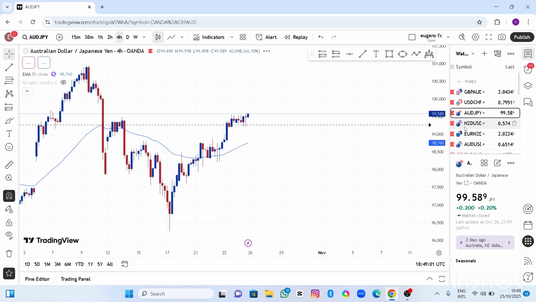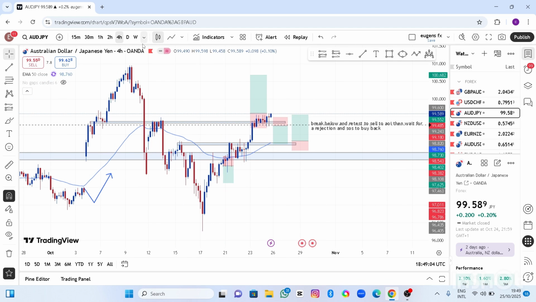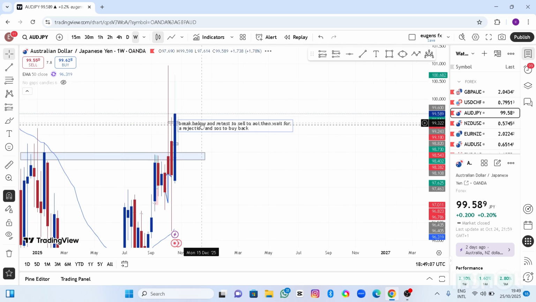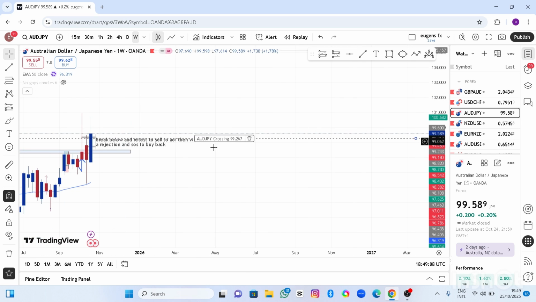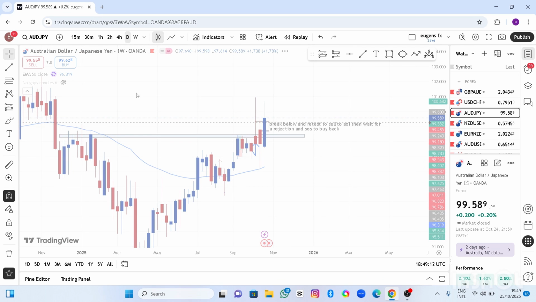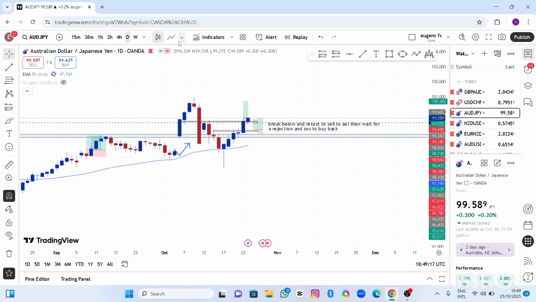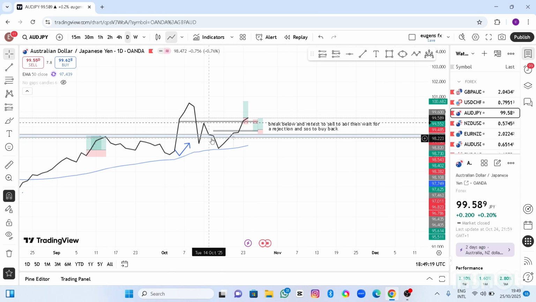So AUDJPY is a pair that has different entries. Now let me explain it. On the weekly time frame, we are obviously bullish. You can see a bullish engulfing candlestick. So now the daily too is bullish. Sorry, the daily, yes, is also bullish.